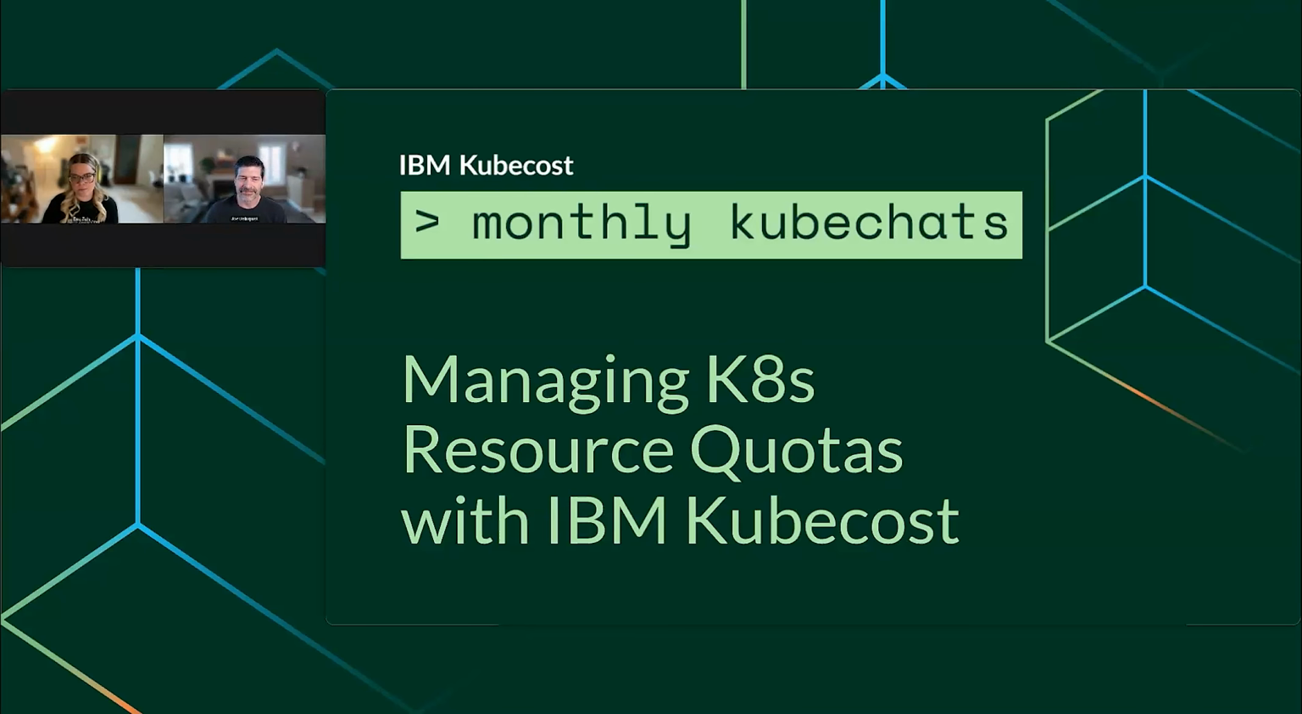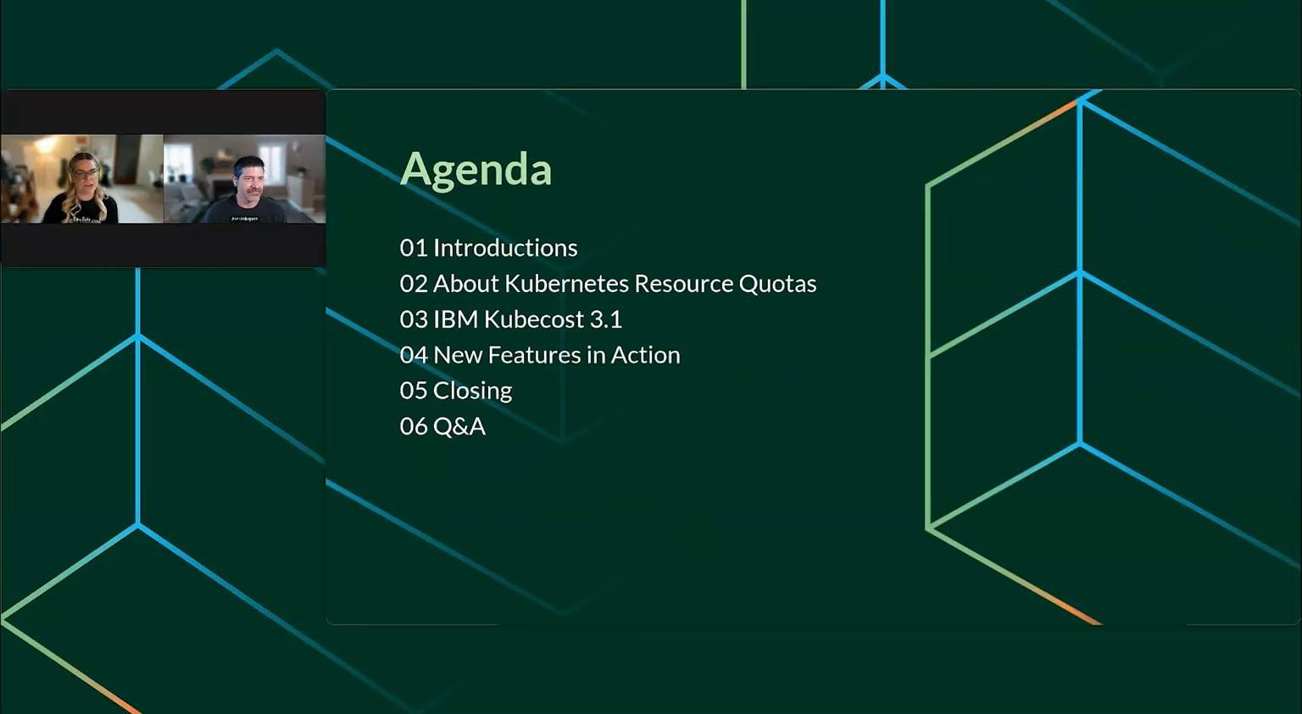So moving on to the agenda here, we'll start off with some brief introductions about our speakers as well as Kubecost. Then we're going to get into what Kubernetes resource quotas are, to lay the groundwork for what they are, how they work, and things to avoid. And then we'll go into IBM Kubecost 3.0, our latest release, where we came out with some really cool new features related to resource quotas. And then we'll also have a demo of some of those features directly in Kubecost to show you how they work. And then we'll end with some key takeaways and Q&A.